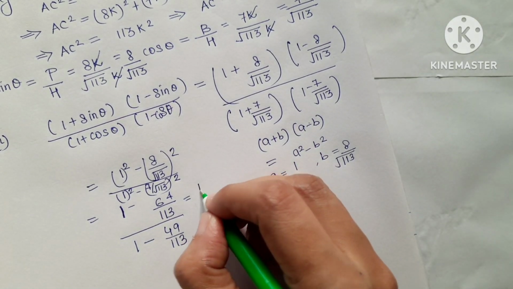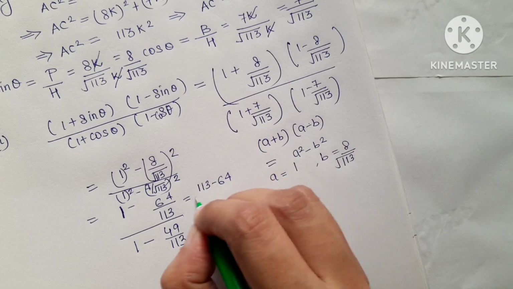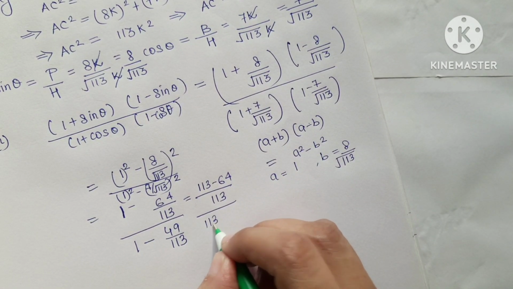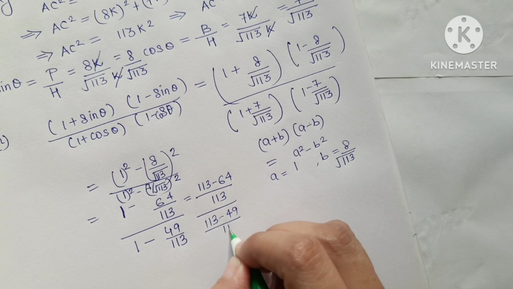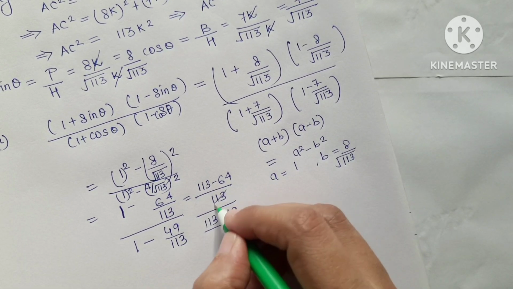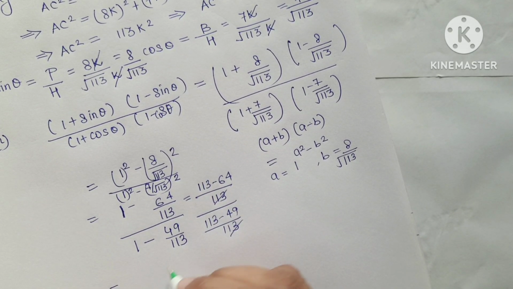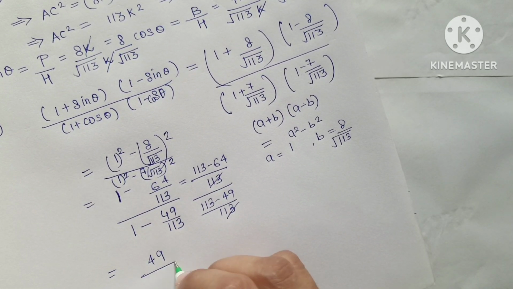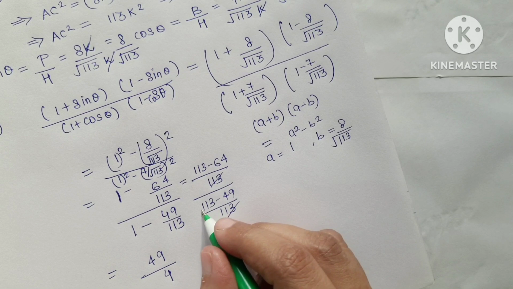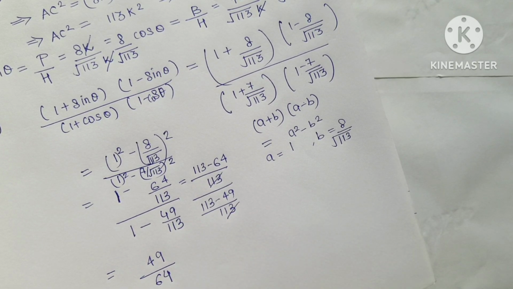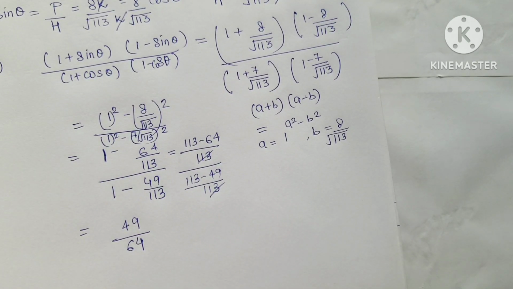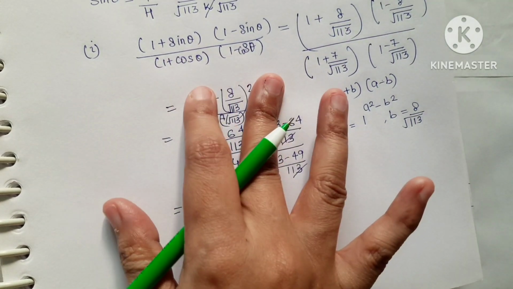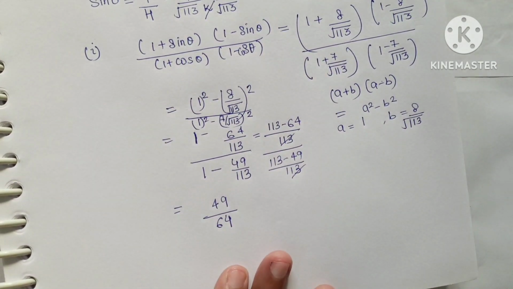So now just take the LCM, and you will get 113 minus 64 upon 113, and here 113 minus 49 upon 113. So these two will cancel out, and here what you are going to get is 113 minus 64 is 49, and 113 minus 49 is 64. So you are going to get 49 upon 64, right? So the value of this expression is this much.